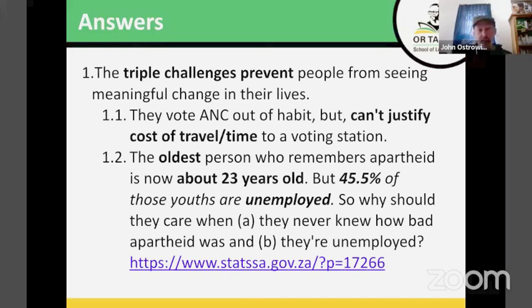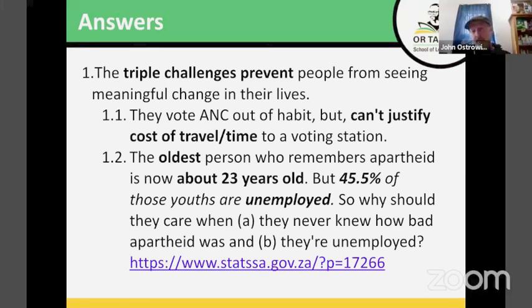So the first answer is that I think the triple challenges are preventing people from seeing meaningful change in their life. So people basically can't justify the cost of travel and time to go to a voting station if they don't see that it's going to help them in their daily life. So we and others keep promising jobs, and we don't really deliver.